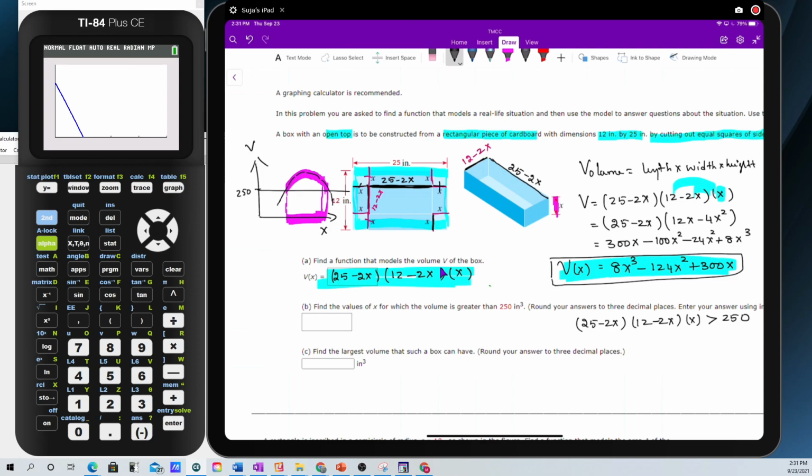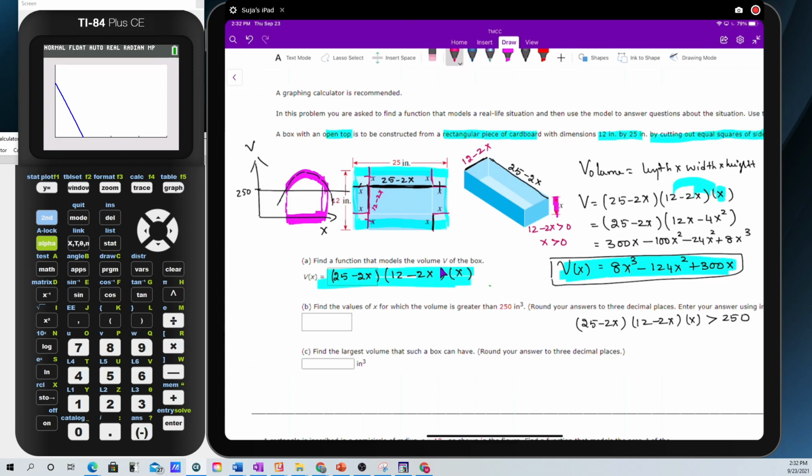So one thing from here I can say for sure is that for me to have a box, my 25 minus 2x must be greater than 0. And the other condition is that my 12 minus 2x should be greater than 0, and also my x must be greater than 0. Height has to be greater than 0, right? So this is going to be a little algebraic work. And with this information, if one of these doesn't satisfy, then I don't have a box.